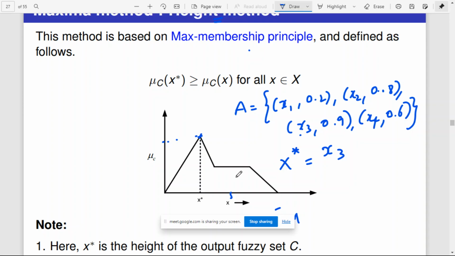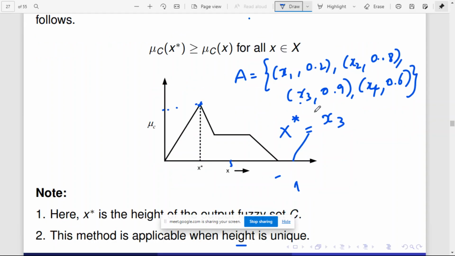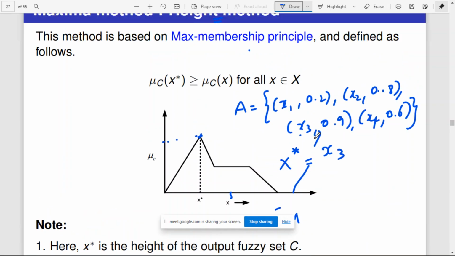Okay, but this technique can be used only if you have only one maximum value. For example, if x4 is also 0.9, then you cannot use this technique, right? So this is how the height method works.